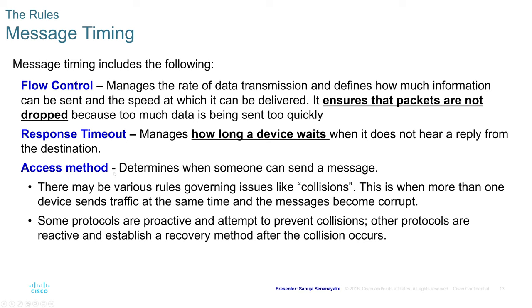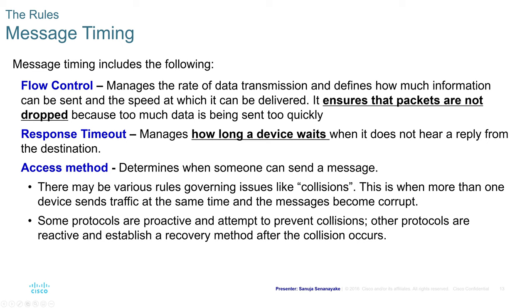And the access method. The access method determines when someone can send a message. There may be various rules governing issues like collisions. This is when more than one device sends traffic at the same time and messages become corrupt. Access method and response timeout typically work together. Actually, all three, flow control, response timeout, and access method, work together in controlling the message timing.